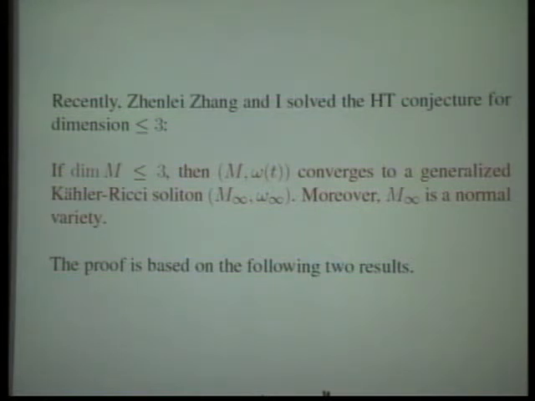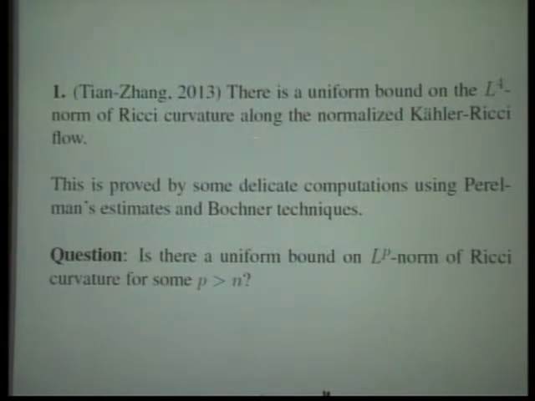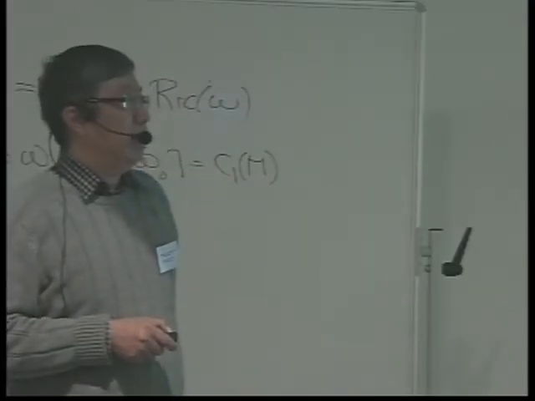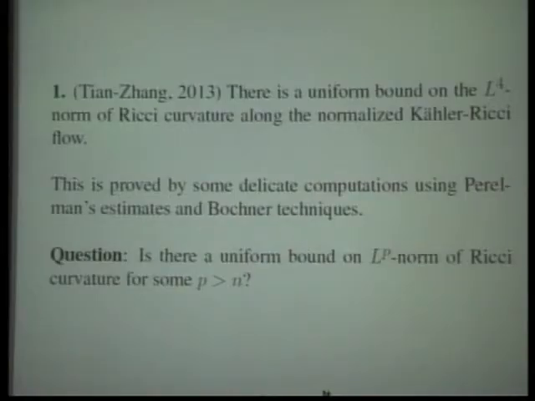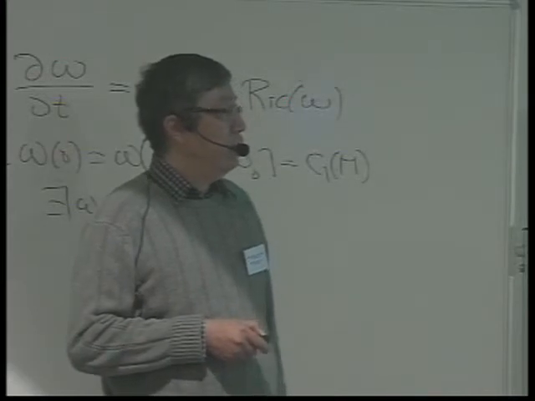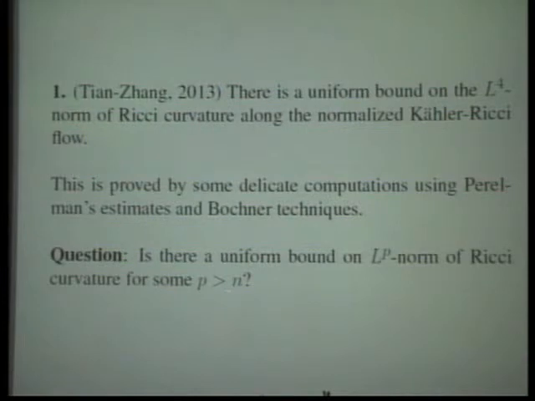The proof basically follows from two things. One thing, especially in this same paper, is that there's a uniform bound on the L4 norm of the Ricci curvature along the normalized Ricci flow. This is for any dimension. The previous result was only for dimension less than or equal to 3 for solving the conjecture, but this result and the next one are for any dimension. It's proved by some delicate computation using both Perelman's estimate and some integration by parts, like in PDE. The question is, we still don't know, we tried but haven't been able to do much: is there a uniform bound on the L^p norm of the Ricci curvature for some p bigger than n?